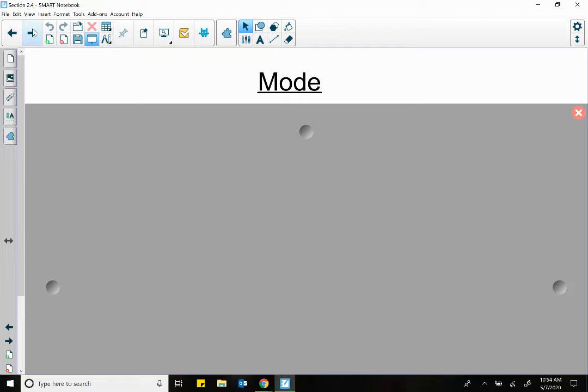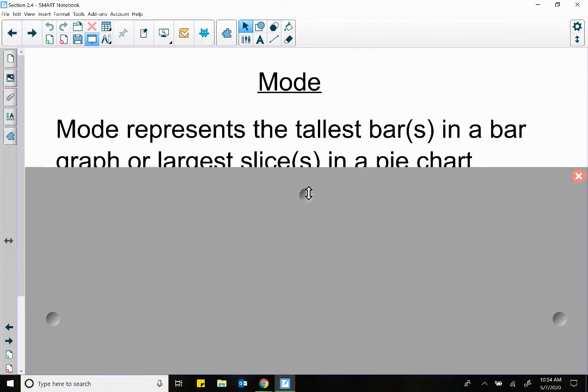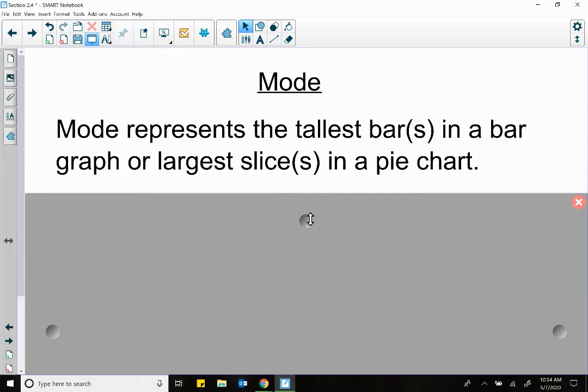Mode, just as you would think, it's all about what is the tallest bar or bars in a bar graph, or the largest slice or slices in a pie chart. Okay, so we're not looking at what we call the humps. We're actually looking for where are the tallest bars, who are they, or is there one tall bar? And then who are the largest slice, or what is the largest slice or slices in the pie chart?